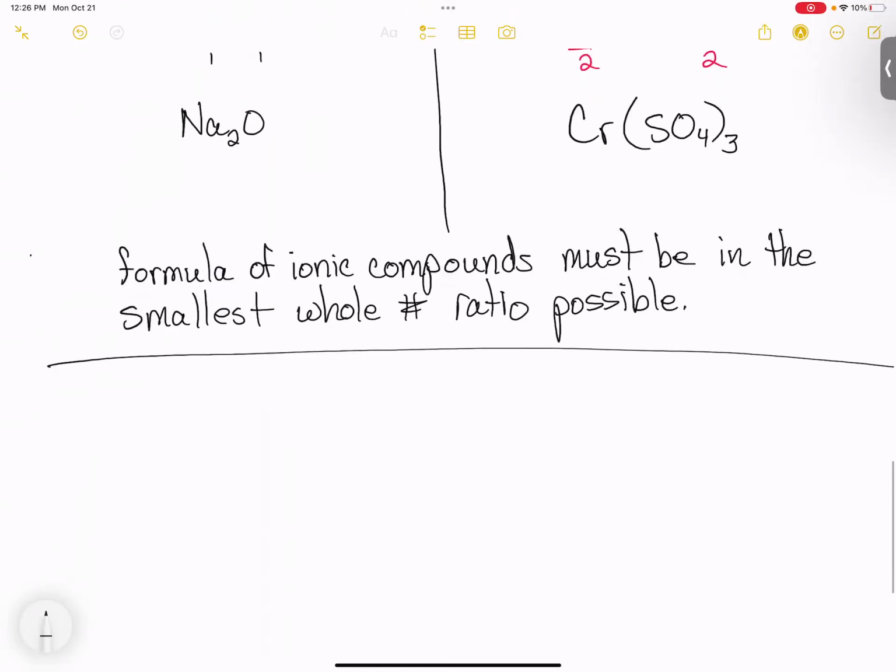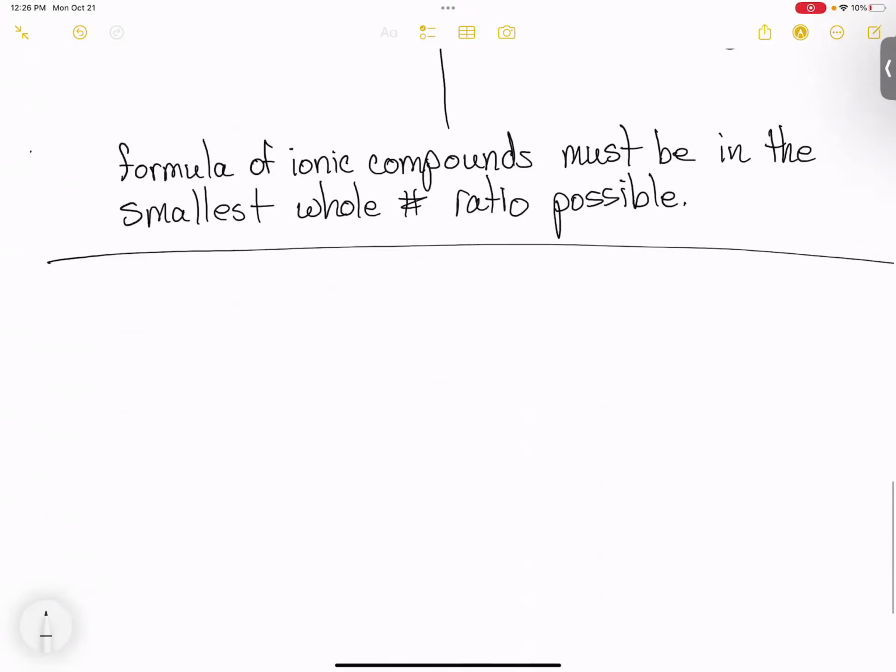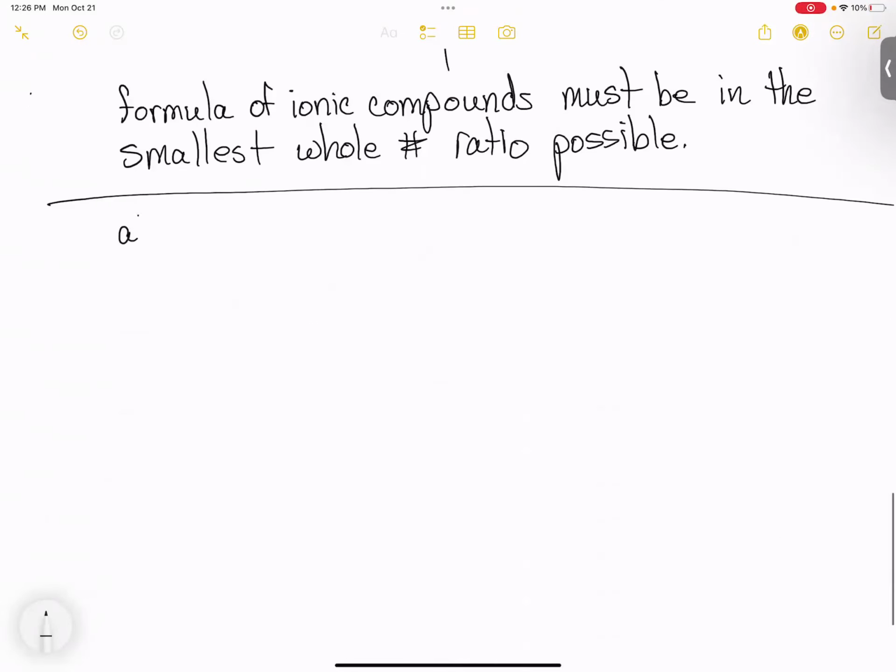Okay. You may have a couple of those on the test, but you're not going to have many of those on the test. What you're more likely going to have on the test is, I'm going to tell you, you have aluminum phosphate. Give me the formula.